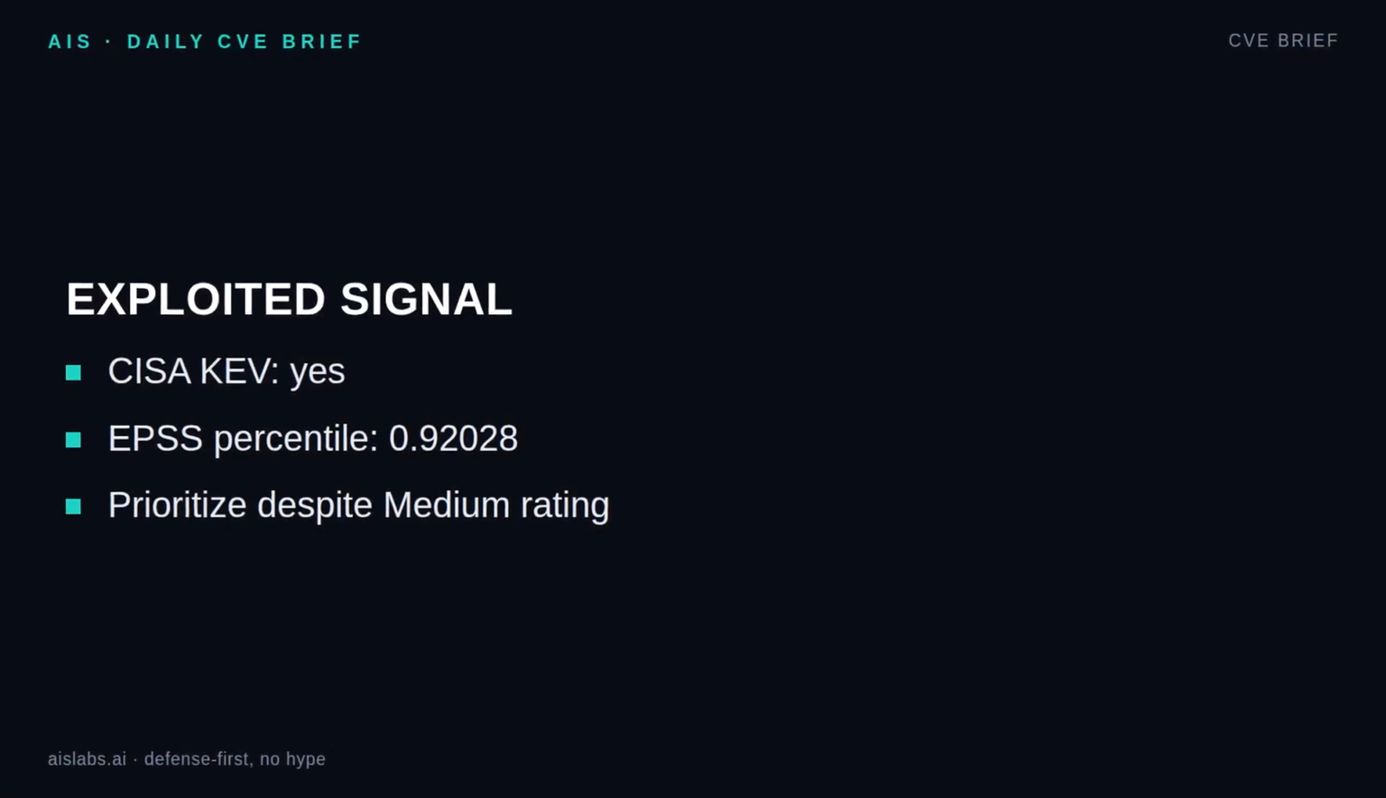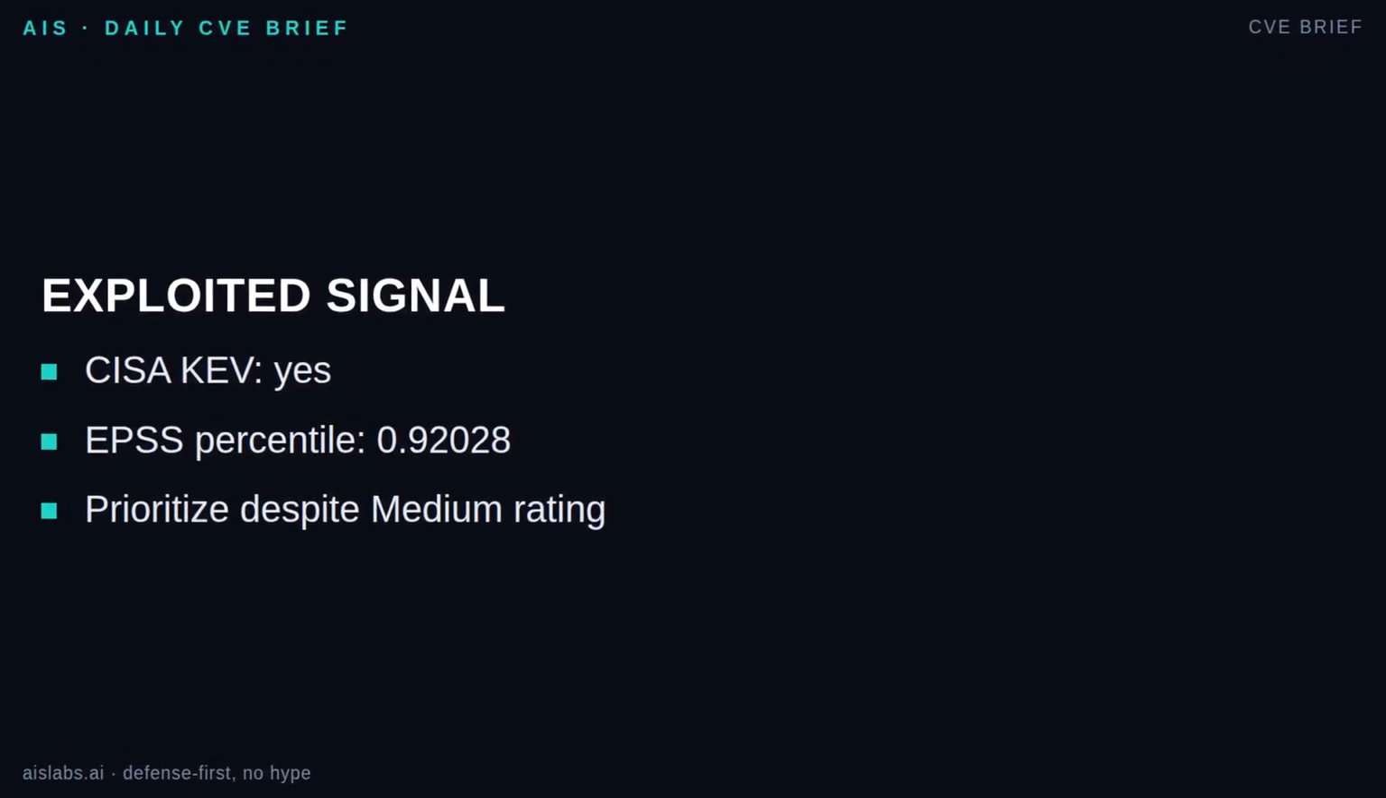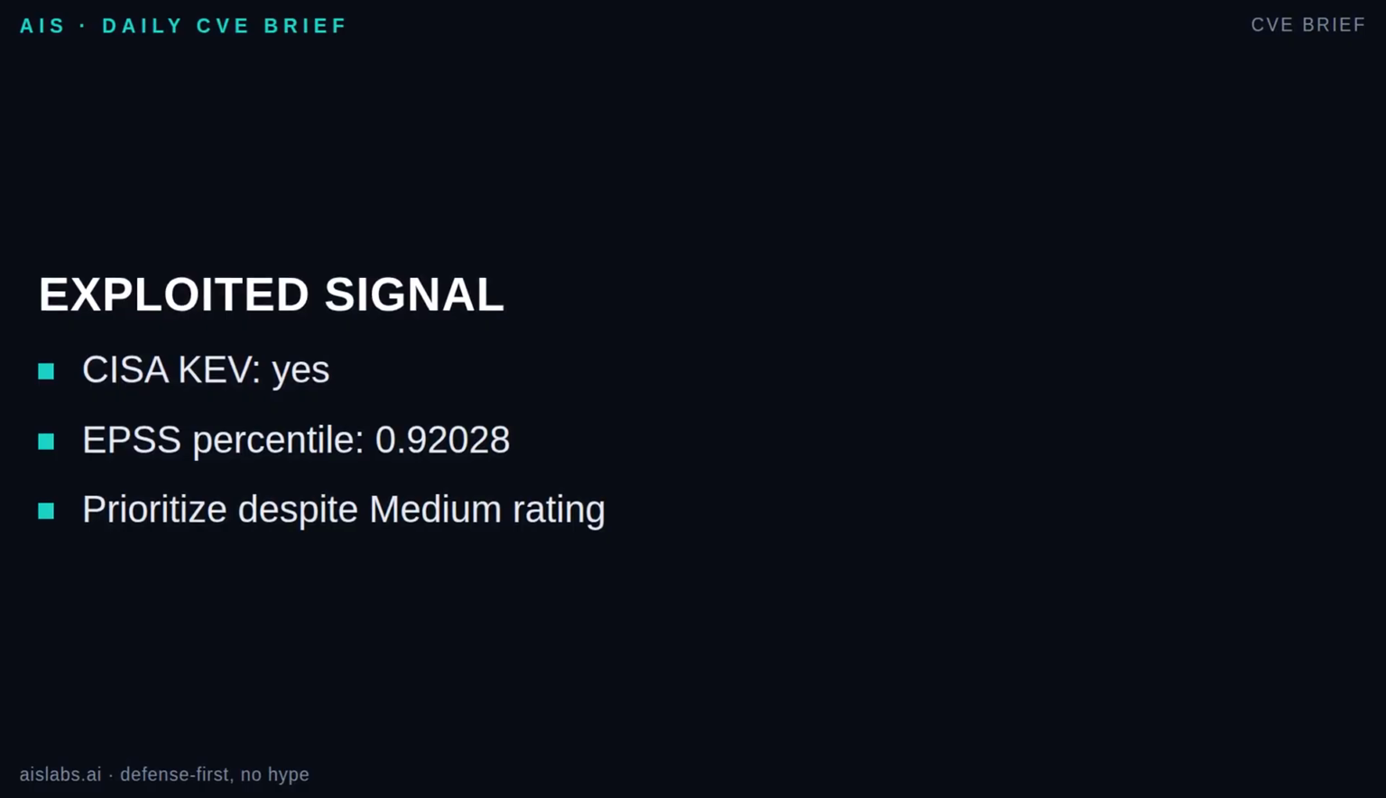The most important fact in today's ranking is CISA KEV status. KEV means the vulnerability is in the Known Exploited Vulnerabilities catalog. That is a different kind of signal than a theoretical severity score. It tells defenders this is not merely an interesting bug on paper. It has crossed the threshold into known exploitation. The EPSS percentile of 0.92028 adds another prioritization signal, placing it high relative to many other tracked vulnerabilities. For a security team with hundreds of patches competing for attention, that combination changes the conversation.